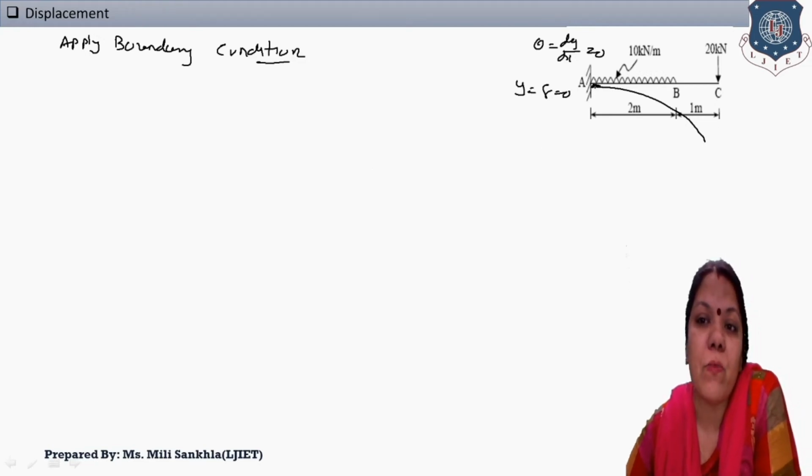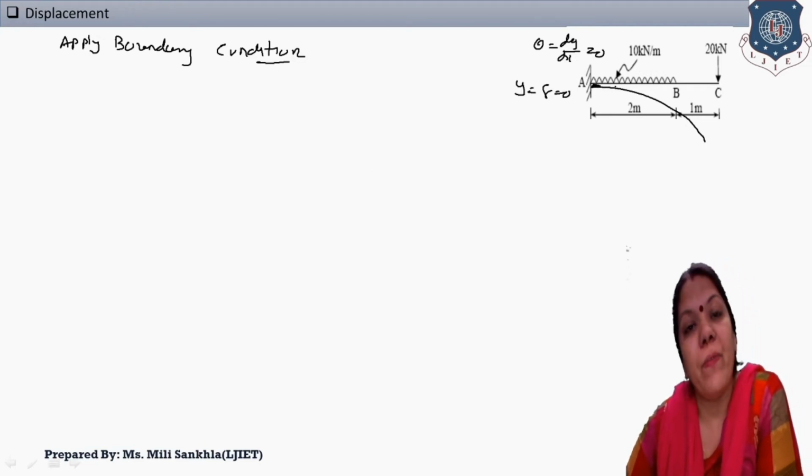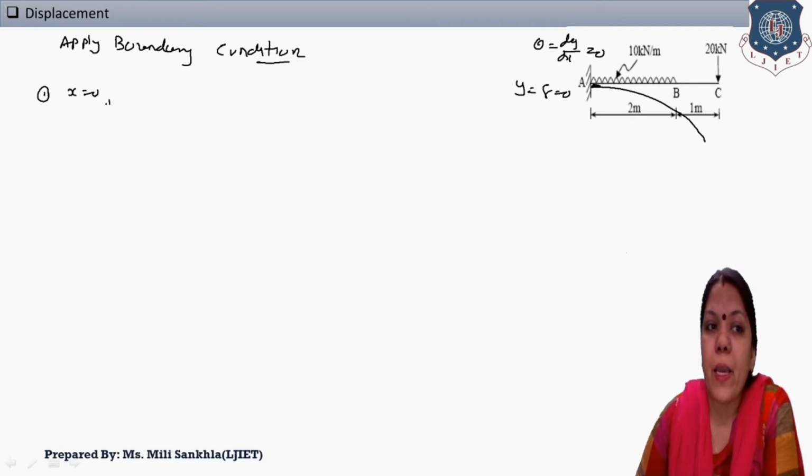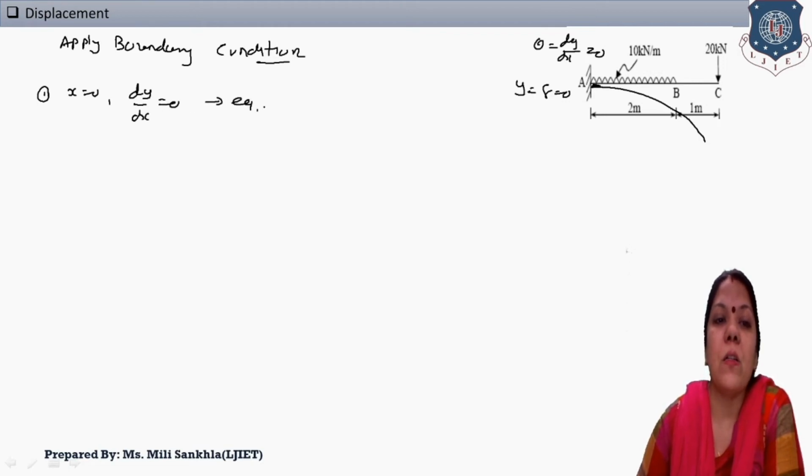After fixity some distance, slope and deflection will start. Okay, so if we consider A point as a boundary condition, at A point slope and deflection both are 0. Now first boundary condition right here, first point x is equal to 0. Now at first point, which value is 0? That is dy by dx is equal to 0. Now this is the equation number 1.